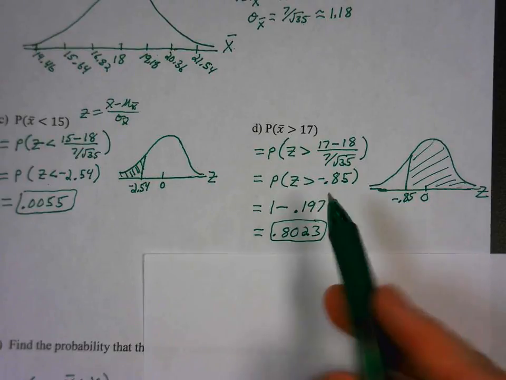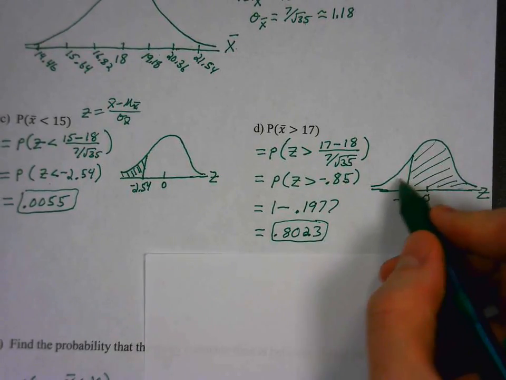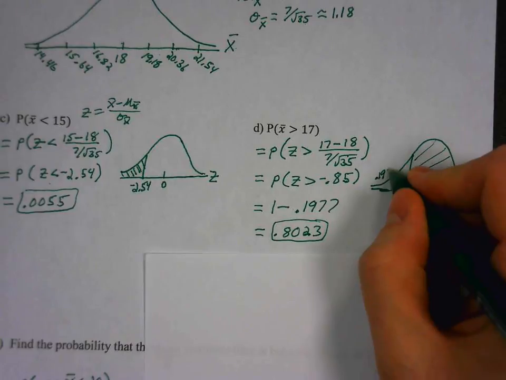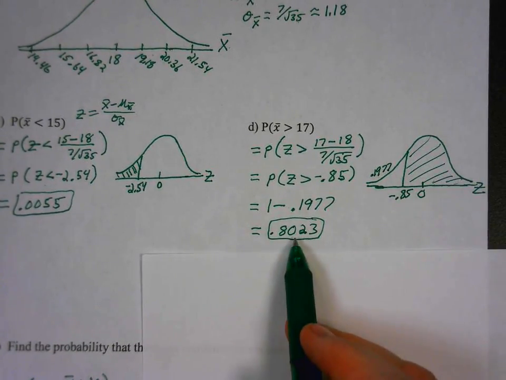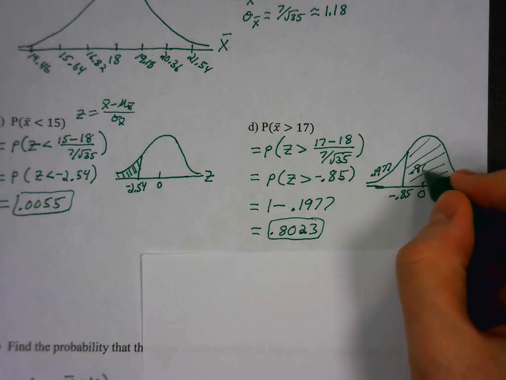On this one, you have to do 1 minus. So when you look up the z-score of negative 0.85, that's the area to the left of negative 0.85. You want the area to the right. So this area was 0.1977. You do 1 minus that to find the area to the right, which is 0.8023. So this area here, 0.8023.